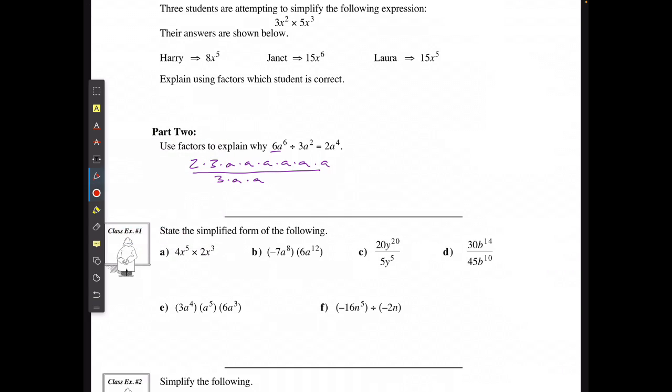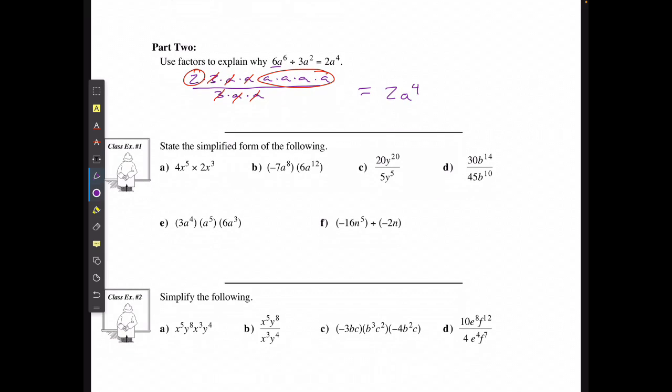Then I'm going to remove the common factors. I have a 3 on the top and the bottom, an a on the top and the bottom, and another a on the top and the bottom. And all I'm left with on the top is the 2, and then I have the 4 a's, which means that this would in fact be 2a to the power of 4.